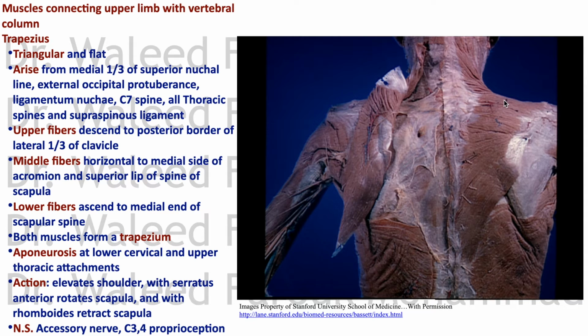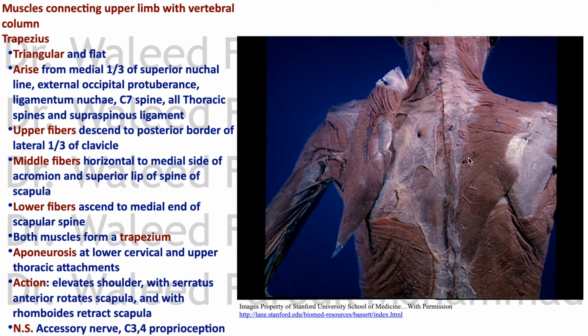It's called trapezius because both muscles together form a trapezium. See? A trapezium. There's an aponeurosis in the middle of the muscle along the lower cervical and the upper thoracic spines. The aponeurosis you can see here. And the action of the muscle: it elevates the shoulder, or shrugging of the shoulders. And this is how to test for the trapezius: to shrug the shoulder against resistance.